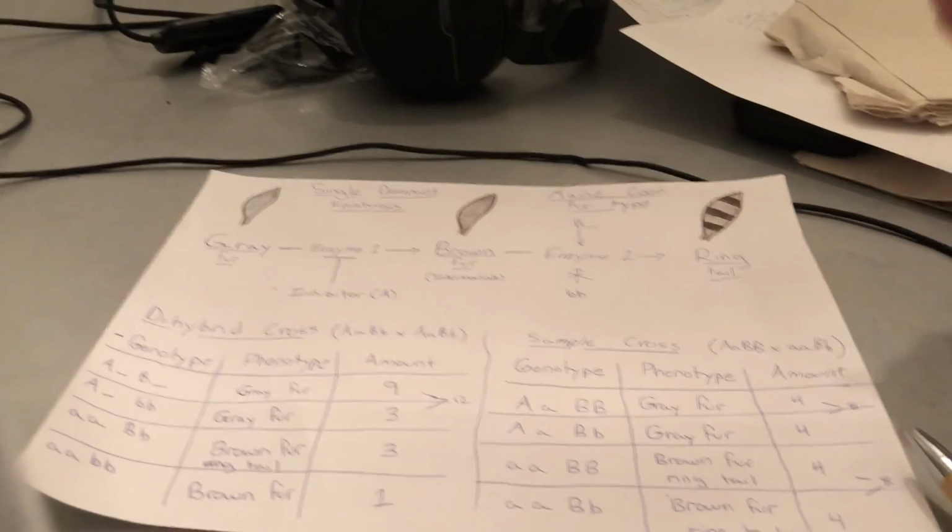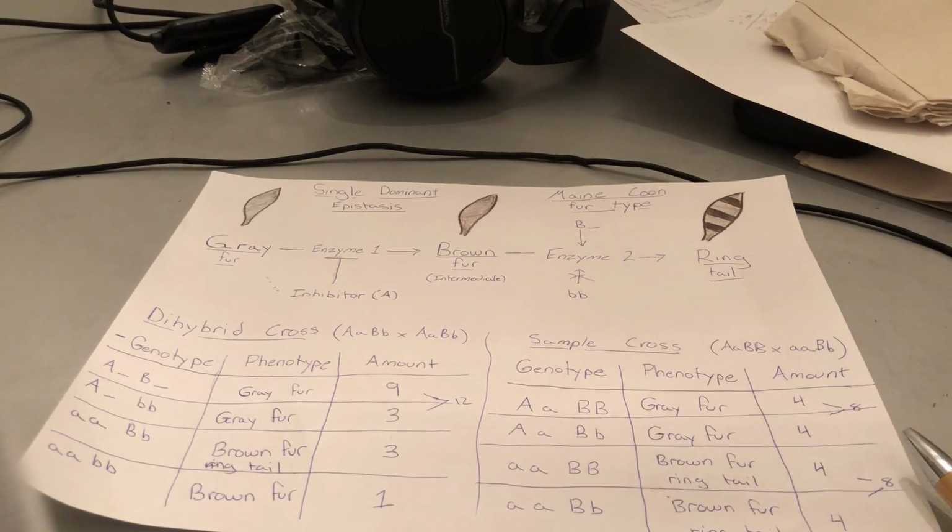Hey guys, today I'm gonna be discussing single dominant epistasis using Maine Coon cats as an example, specifically their fur type. So is it gray or brown, and does it have a ring in the tail or not? Quickly, epistasis in general just means the presence of certain alleles either inhibits or activates a gene down the road.